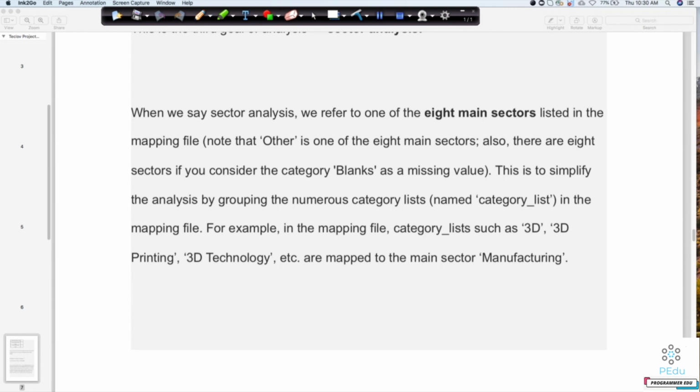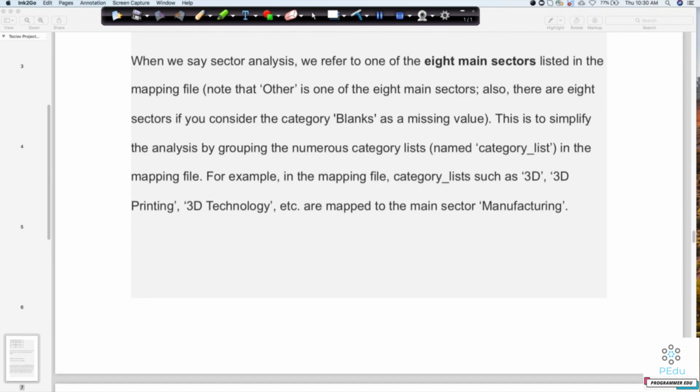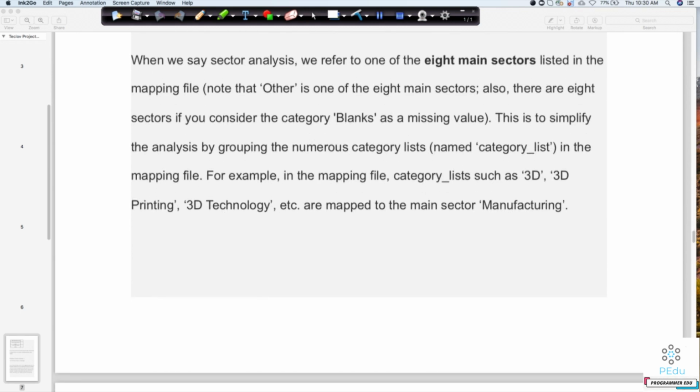Also, there are 8 sectors if you consider the category blank as missing value. Okay, so there's a missing value part. You can take a call on what you want to do with that. This is to simplify the analysis by grouping the numerous category list, named as category list in the mapping file.